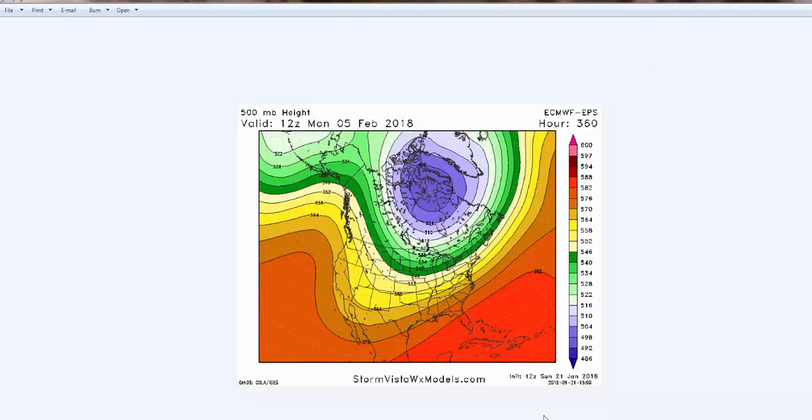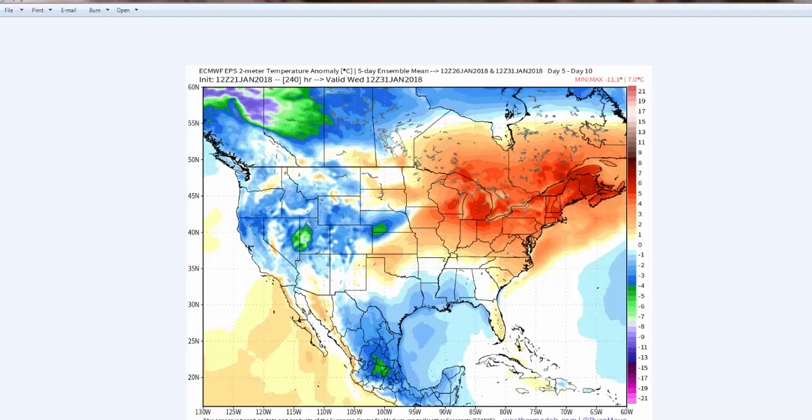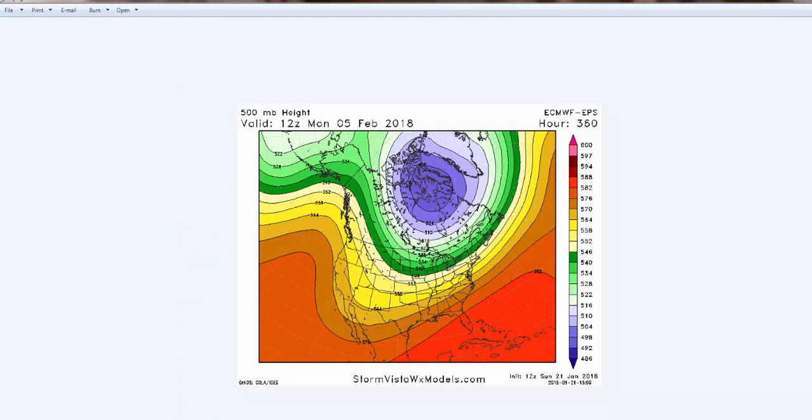Now, at 360 hours out, we begin to see things change even more. There you go. Okay, that's 258 hours, February 1st. This is now February 5th. Now, the ridge begins to amplify and begins to push up into Alaska, so the EPO begins to go negative. So that's good. We like seeing that. Here's our ridge. It's not really on the west coast yet, so that places the trough here, and we still have a bit of a southeast ridge, but it's fading away.